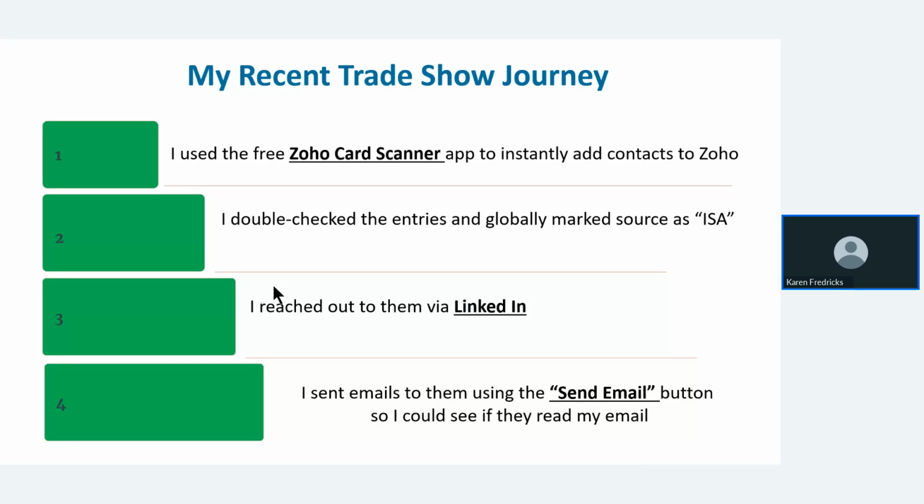Then I reached out to them on LinkedIn, doing exactly that with LinkedIn Finder. I found all the people I met at ISA and linked in to all of them. Then I sent them an email, not clicking on their email address, but hitting that send email button so that I could see if they actually opened my email, because it might have gone to spam. And if it was somebody I really wanted to come in contact with, I followed up with a phone call. So this is you putting all these pieces together.